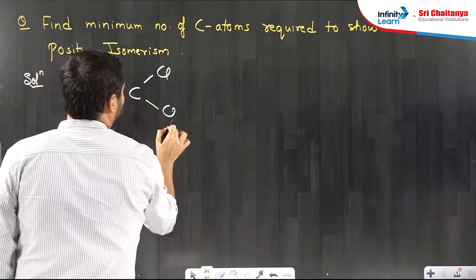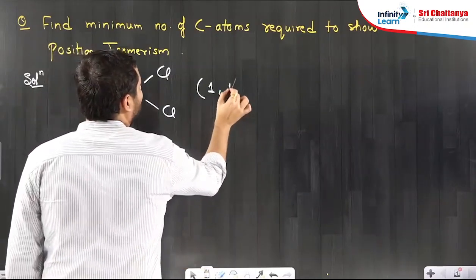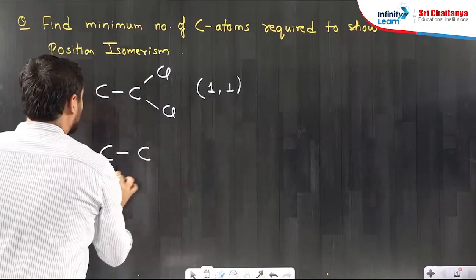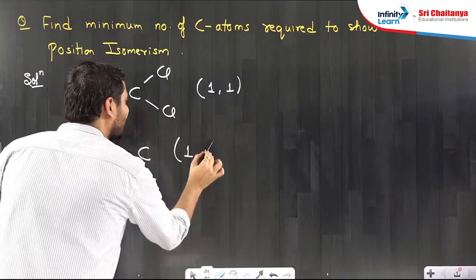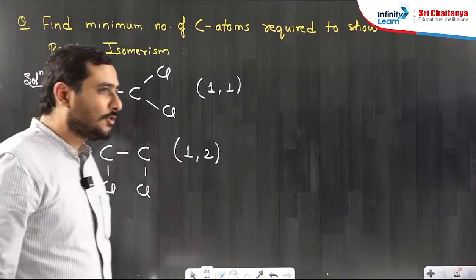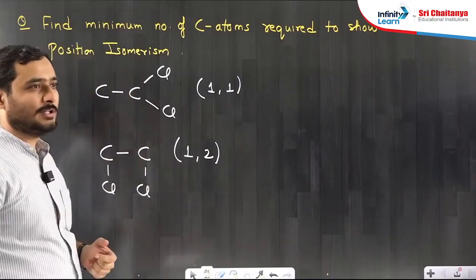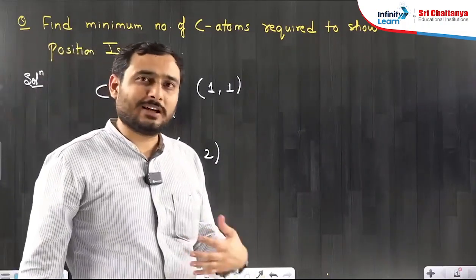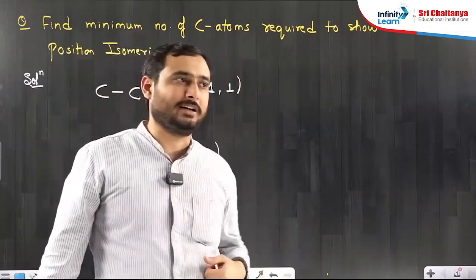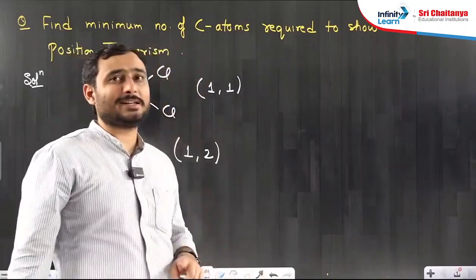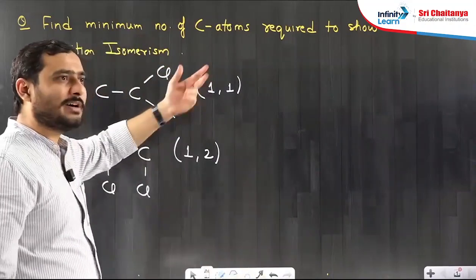Now if we take this structure, what is the position of the substituents? The position of the substituents is 1,1. And if I take carbon, carbon, chlorine, chlorine, now what is the position of the substituents? 1,2. So if you check here, how many carbon atoms are present? Only 2 carbon atoms. At first thought, we always think that a minimum of 3 carbon atoms is required, but that is only in the case where one substituent is present. But here it is not given in the question that we have to take only one substituent.